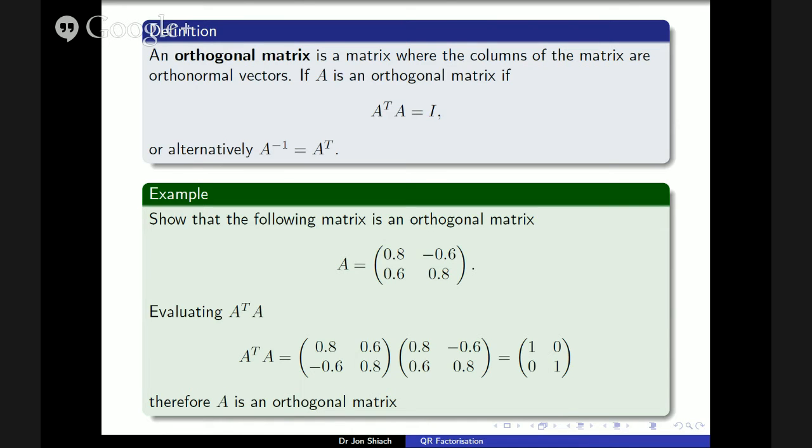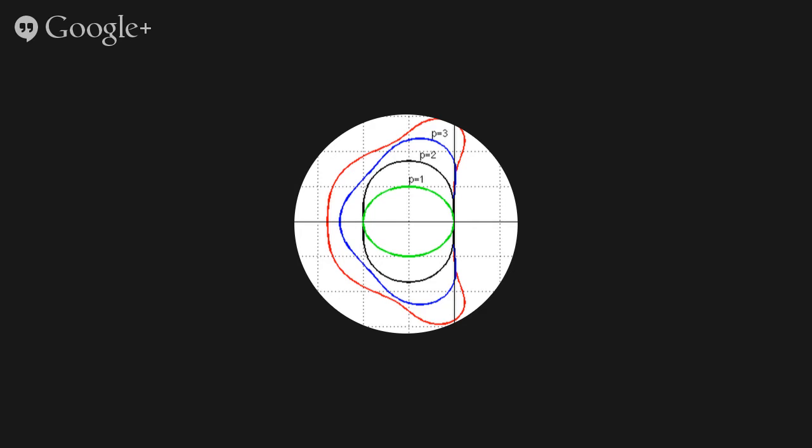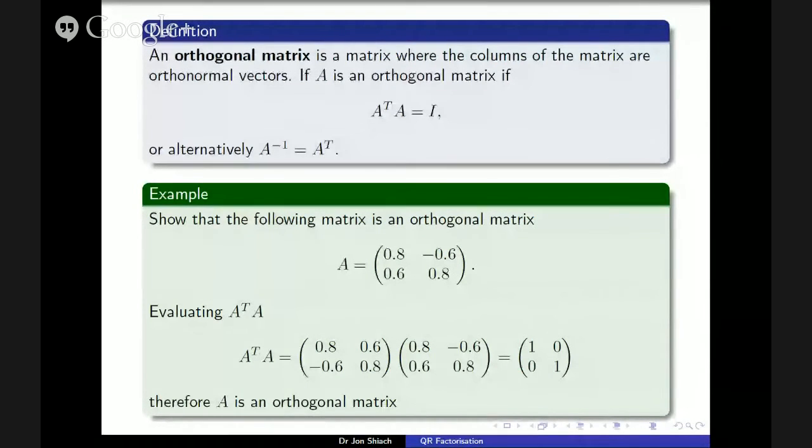The easy way to test for an orthogonal matrix is you multiply A transpose. If A is an orthogonal matrix, A transpose times A will give you the identity matrix. Dead easy to test for. If that's the case, any matrix times A that gives you the identity matrix must be the inverse of A.